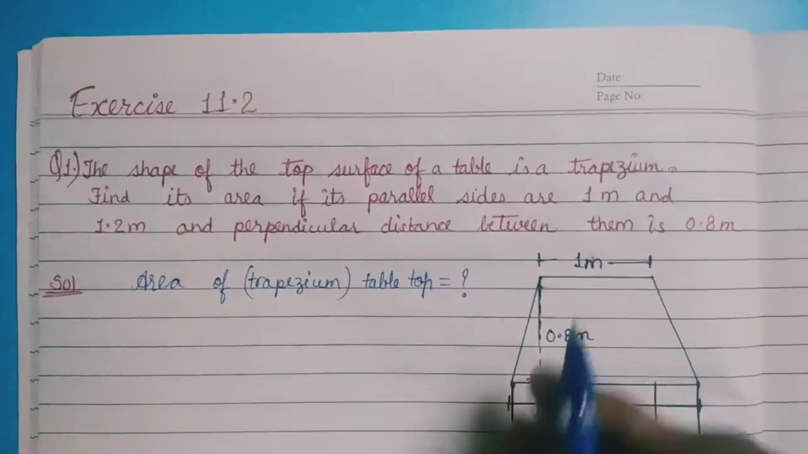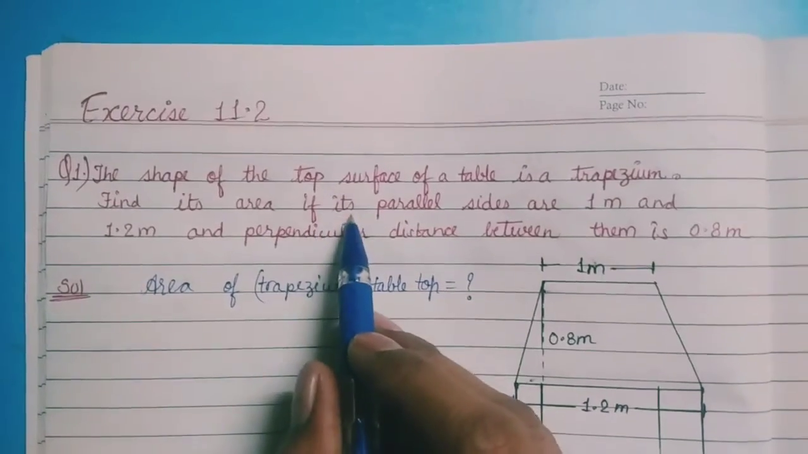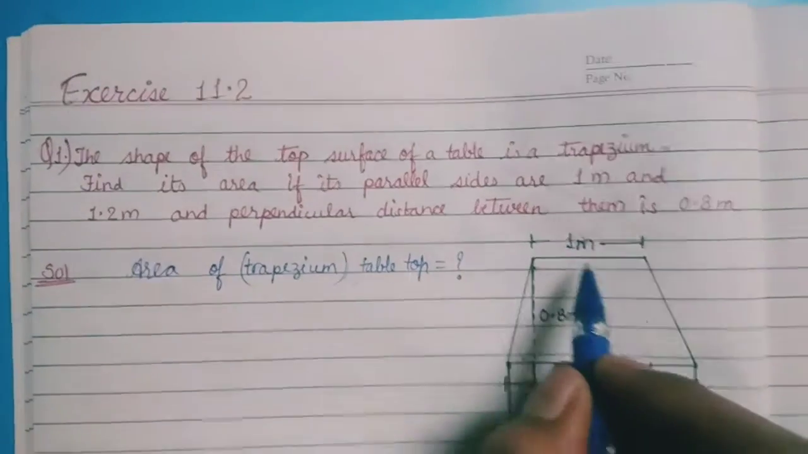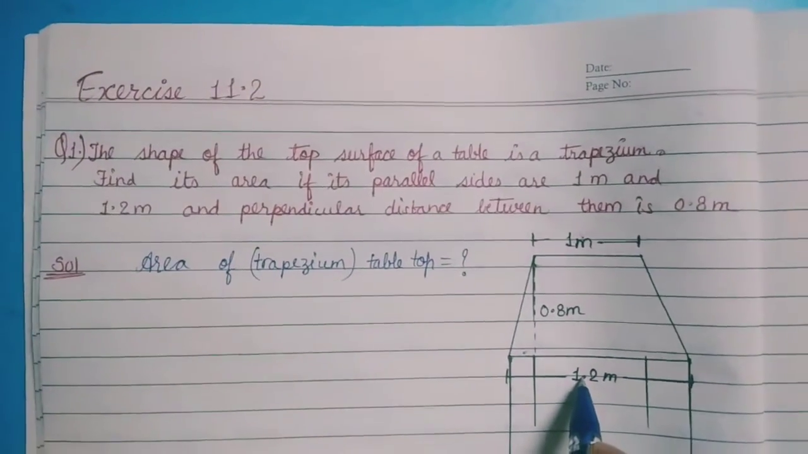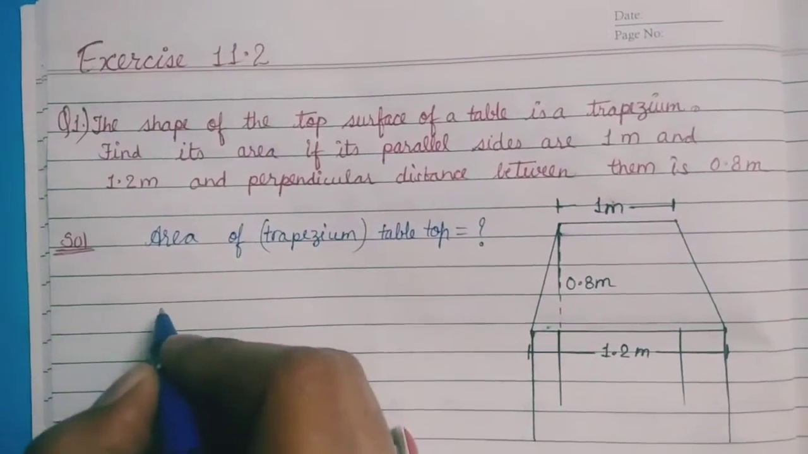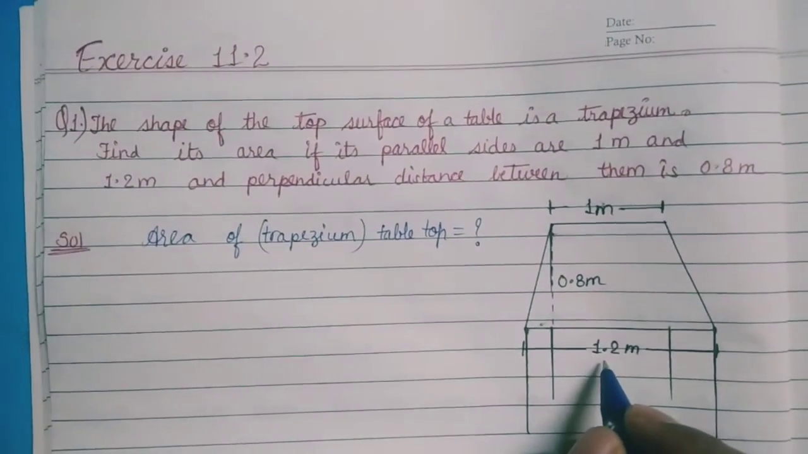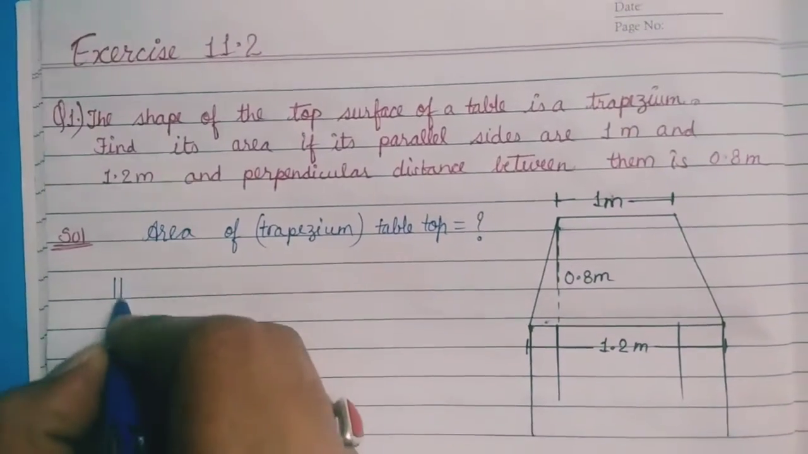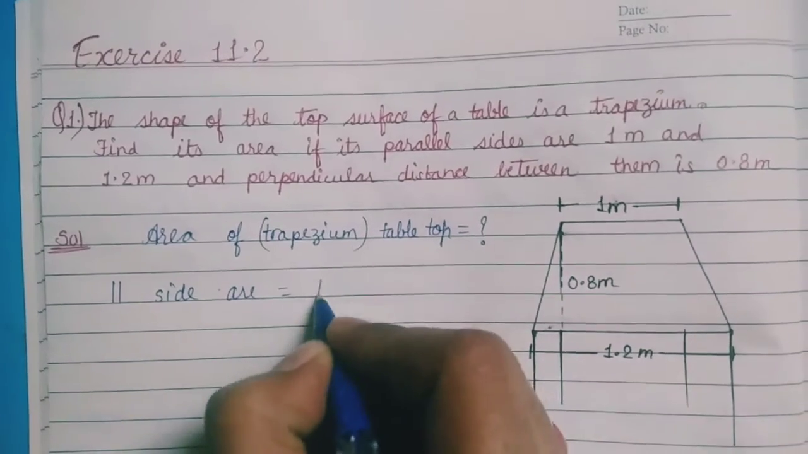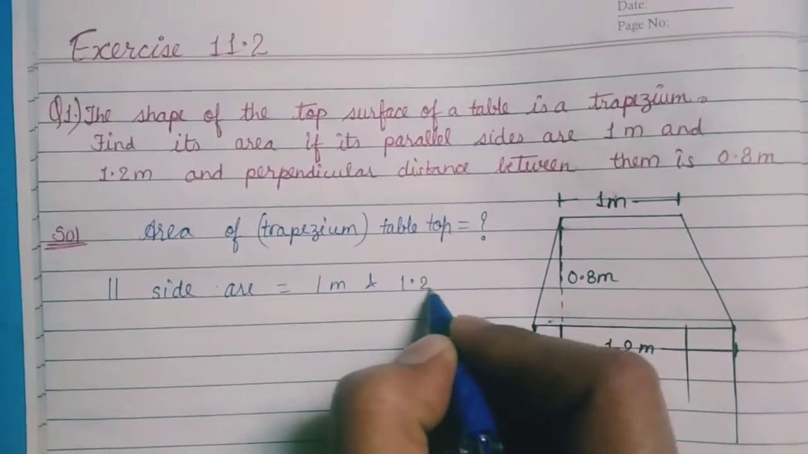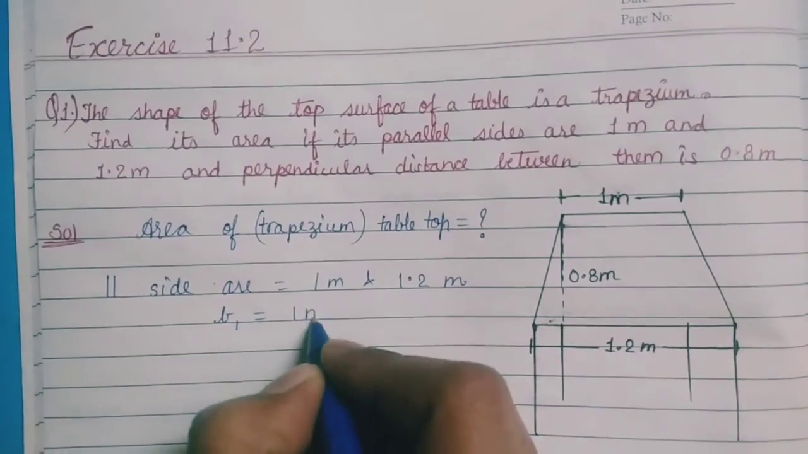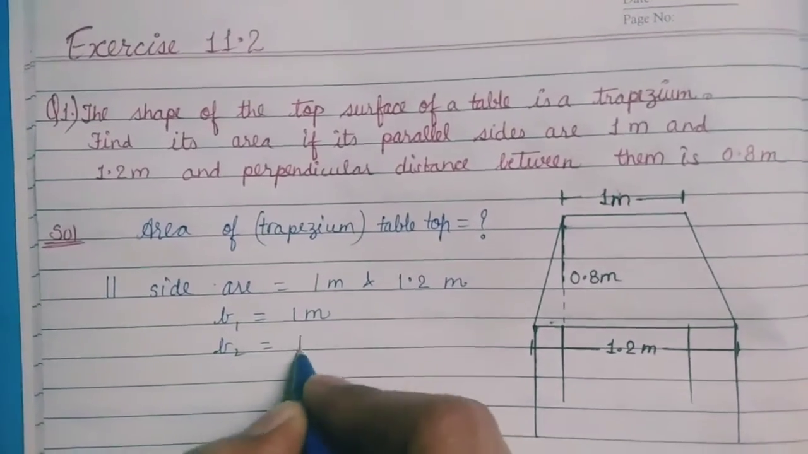For that, if its parallel sides are 1 meter and 1.2 meter, here we have 1 meter and here we have 1.2 meter. Parallel sides in the trapezium are considered as bases. So we can take B1 as 1 meter and B2 as 1.2 meter.